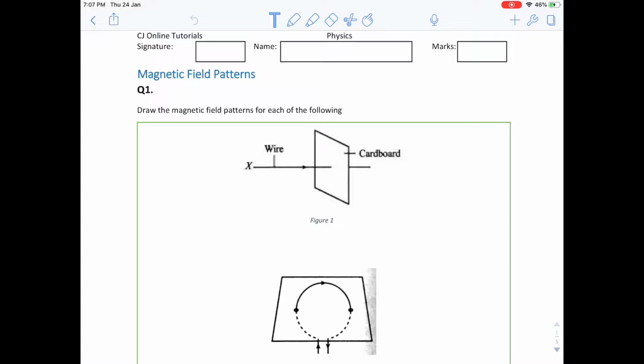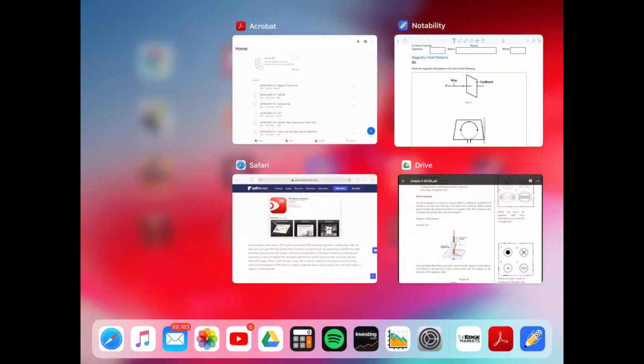Let's take a look at another chapter, more specifically the magnetic field patterns chapter, or the chapter on magnetism. This can be found in IGCSE chapter 4 and SPM Form 5 chapter 3. Before we continue, you will need to know a few things.